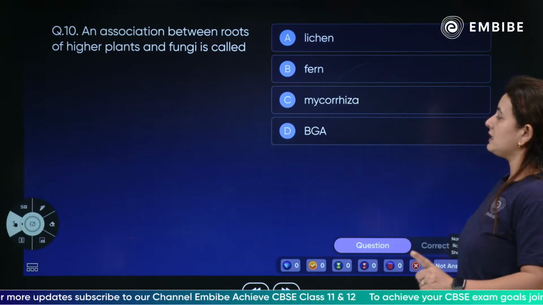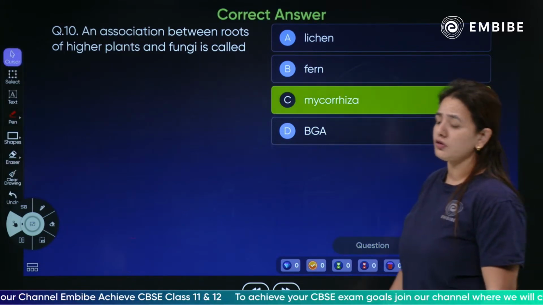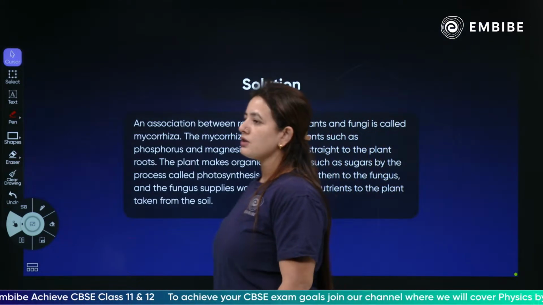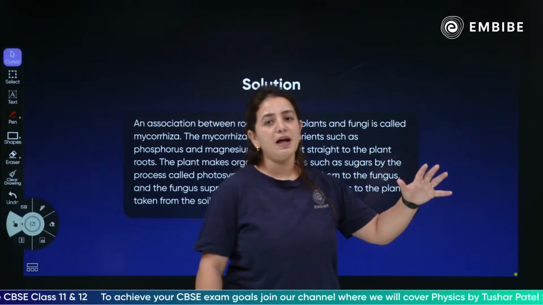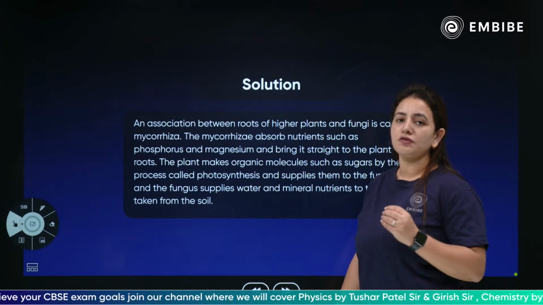So please answer this. An association between the roots of higher plants and the fungi is called mycorrhiza. This is also very important. We know that the association of fungi with the higher plants' roots is called mycorrhiza. Okay, this is also very common.